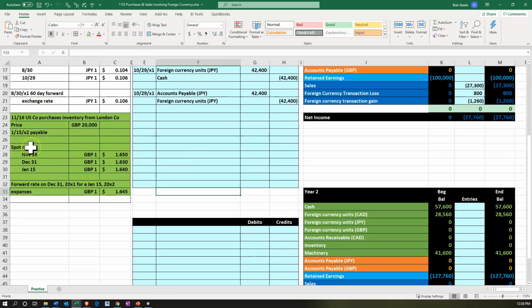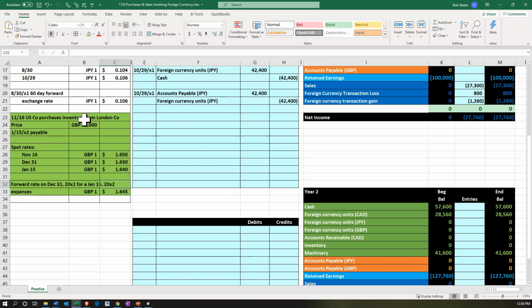So we have on 11/16, the U.S. company, which is going to be us, purchases inventory from a London company at the price of 20,000. I believe that's Great British pounds, which is going to be the pound. We'll call it the pound here. And so we've got 115x2 is when the payable is. The spot rates for November, December, and January 15th. So November 16th, December 31st, and January, the relevant dates. £1 compared to the relevant number of dollars at those points.